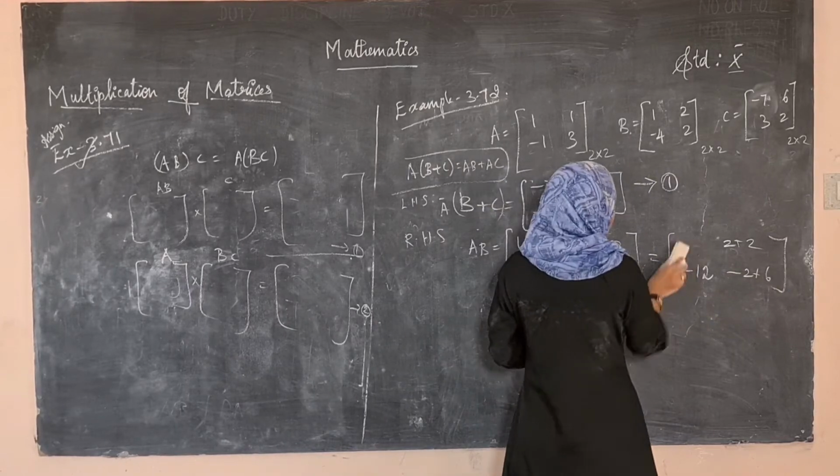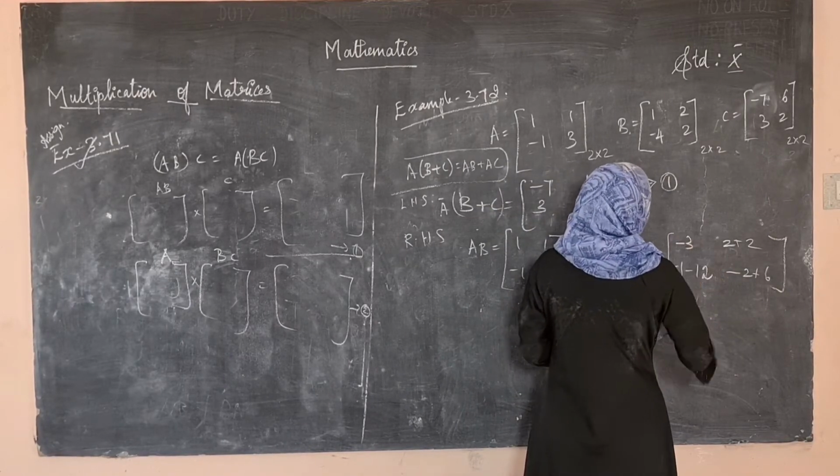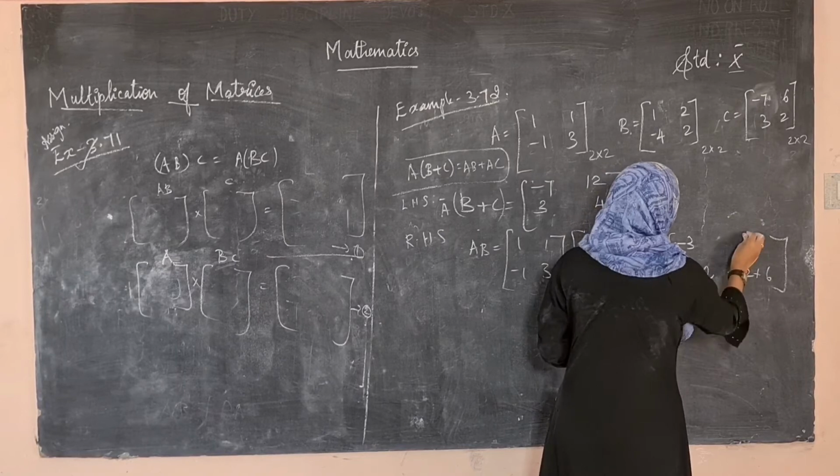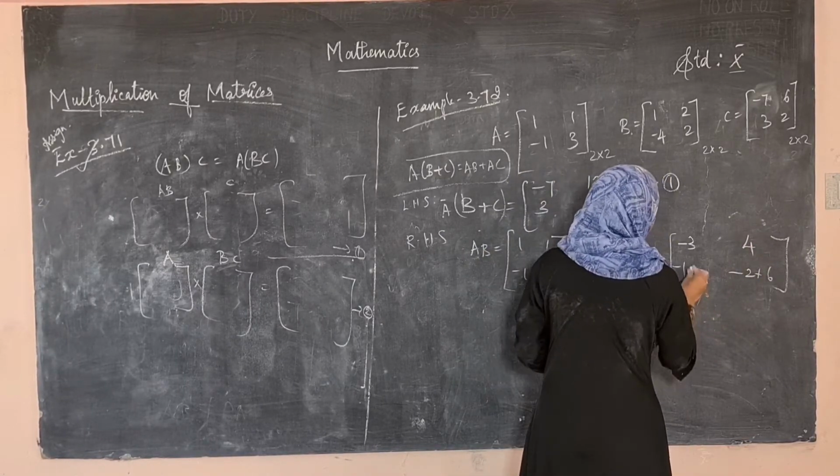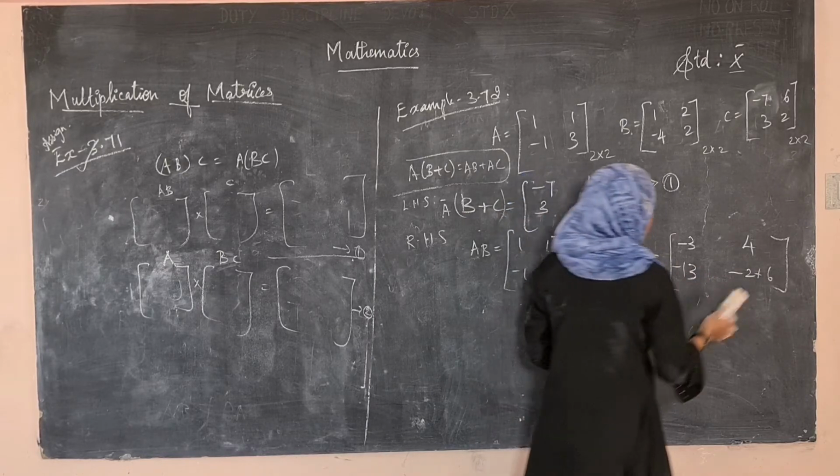What's the answer? 1 minus 4 is minus 3. 2 plus 2 is 4. Minus 1 minus 12 is minus 13. Minus 2 plus 6 is 4.